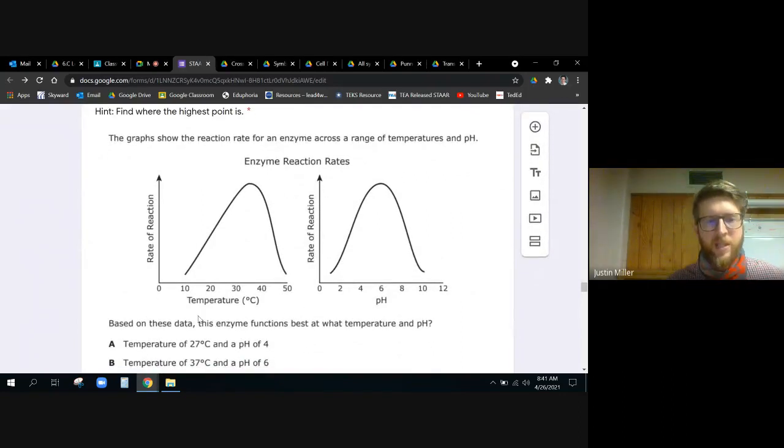Okay, based on these data, this enzyme functions best at what temperature and pH? Okay, so we have enzyme reaction rates. We have how active the enzyme is.